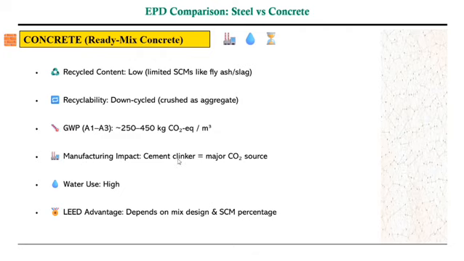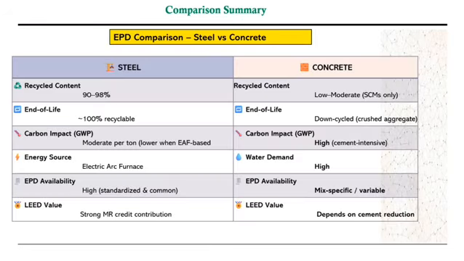Manufacturing impact: cement clinker is the major CO2 source, because we have studied in our earlier classes that CO2 is a major contribution from cement factories. And water use in concrete is very high. The LEED advantage depends on the mix design and SCM percentage, that is, what class or grade of concrete, for example C40, C20, or whatever concrete is used during the process.